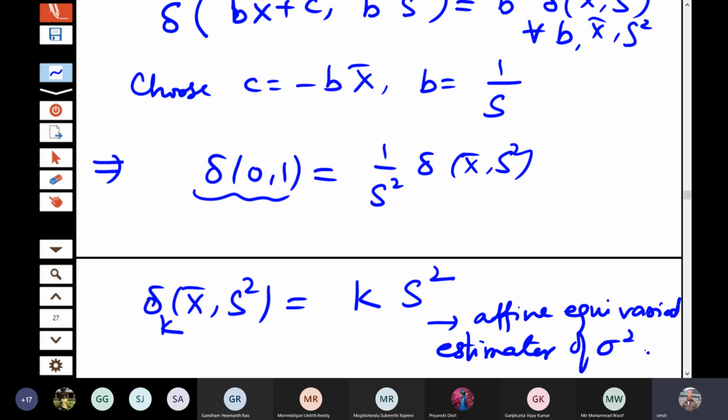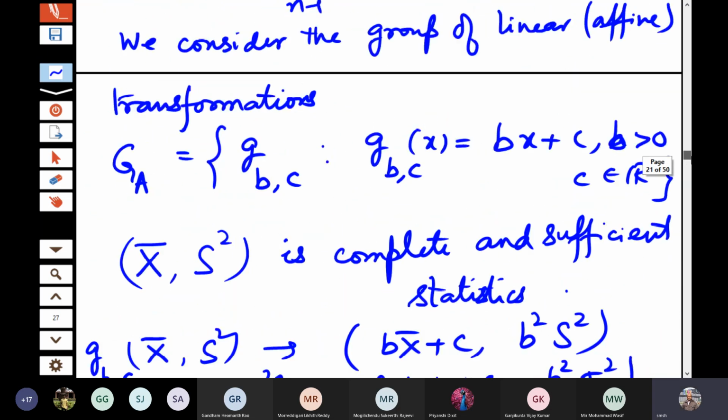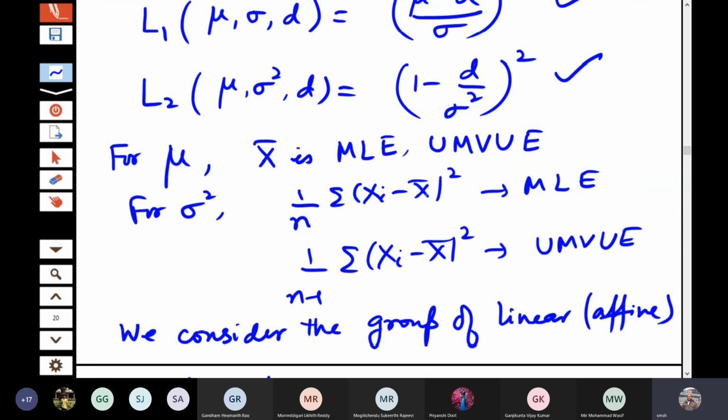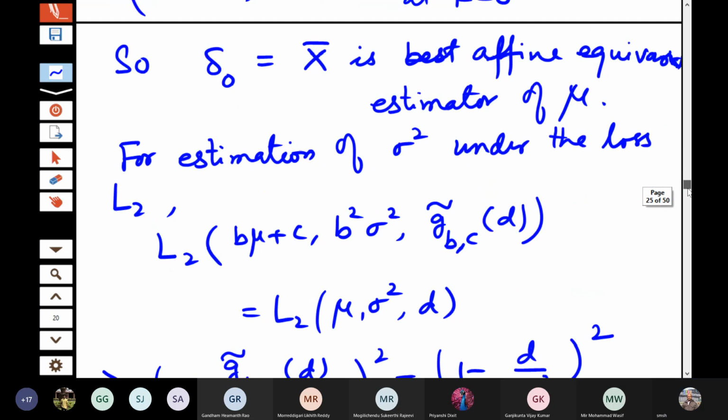So it is surprising here, you started with full x bar s square, but an affine equivariant estimator of sigma square is simply a multiple of s square. So here you look at this, we have the available estimators 1 by n sigma (xi minus x bar) square, and 1 by n minus 1 sigma (xi minus x bar) square. So both of them are multiples of s square. This one I am calling s square, and this is nothing but (n minus 1) s square by n. So these are our two estimators which we know already.